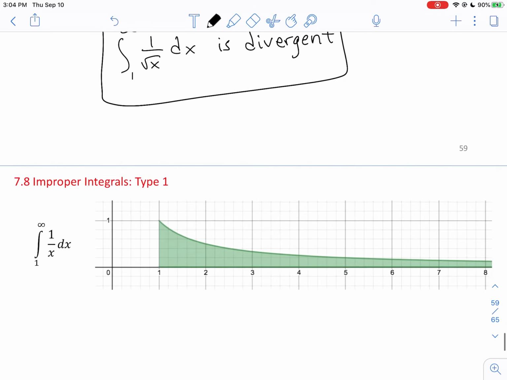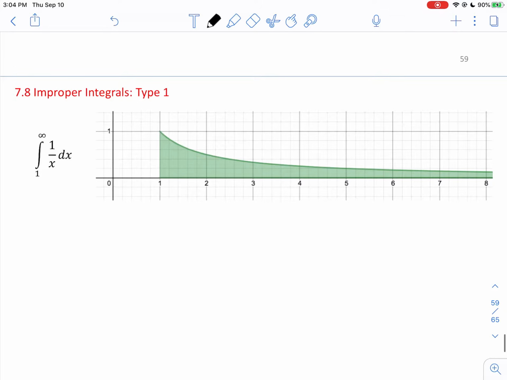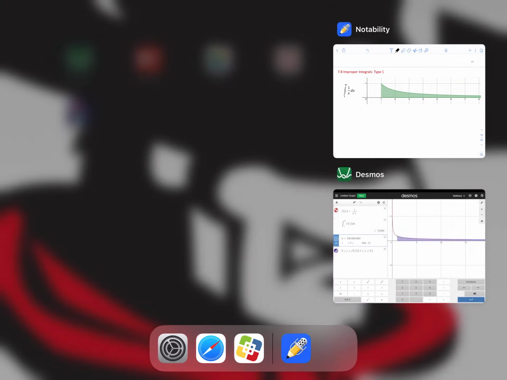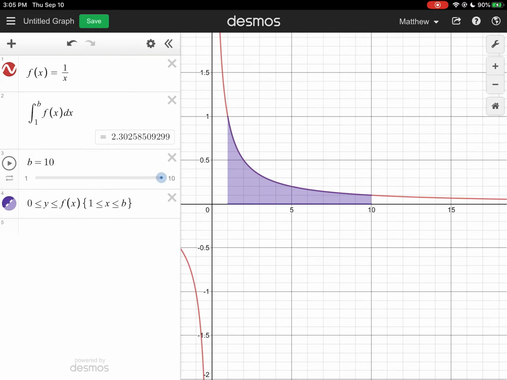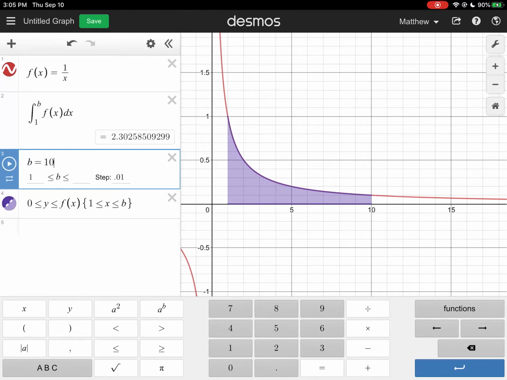Let's look at the next example. It's very similar, except I've changed the function to 1 over x. Let's go back to Desmos and experiment with the new function. There's our area from 1 to 10 under this function, and the answer is 2.3 approximately. Let's do 1 to 100. Notice it grew to 4.6.